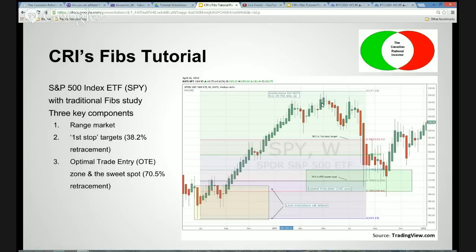Where are we going to buy? Well, if we're going to buy this thing, we're going to buy it where we have a vested interest in defending it. And as we said, if you saw this chart previously, you'd see that it was making lower highs and lower lows. So the institutions came in, they stopped the bear market.